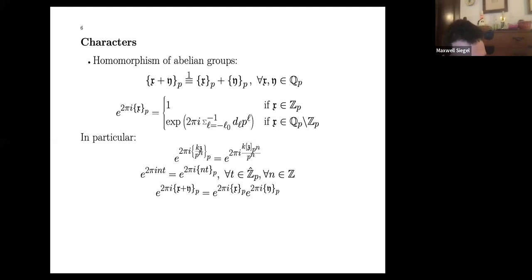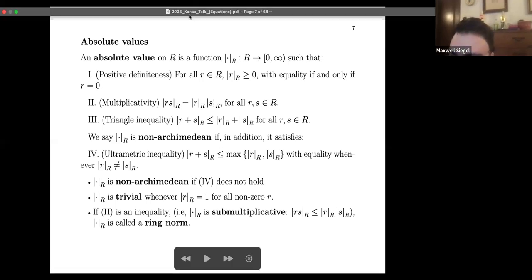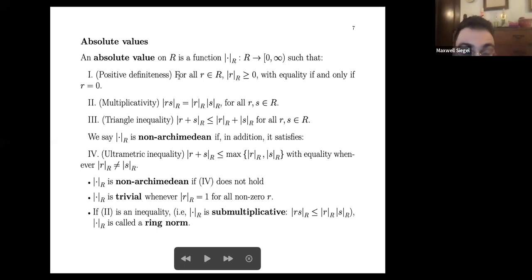Indeed, one of the big takeaways of this talk is going to be that much of what I'm about to show you holds formally. So next, we need to talk about absolute values on rings. Given a ring R, an absolute value on R is a non-negative real valued function satisfying the following properties: positive definiteness, multiplicativity, and the triangle inequality. We say that the absolute value is non-Archimedean if it satisfies the ultrametric inequality, also known as the strong triangle inequality. If it does not satisfy this, we call it an Archimedean absolute value.